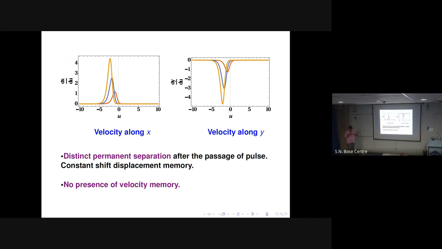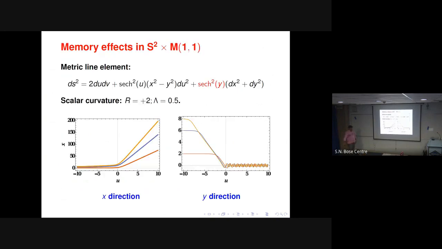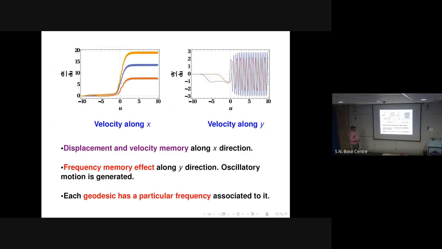When you go to another kind of radiative space time, you have a change. What happens in case of positive curvature? You find that along x, the separation increases along x. And along y, you find a new phenomenon, which we call the frequency memory. So after the passage of the pulse, the geodesics try to occupy. And this is what we call the frequency memory effect. This is a new phenomenon that we have observed in our work.